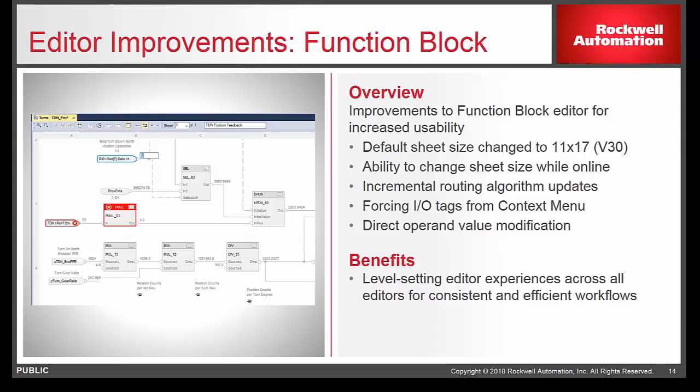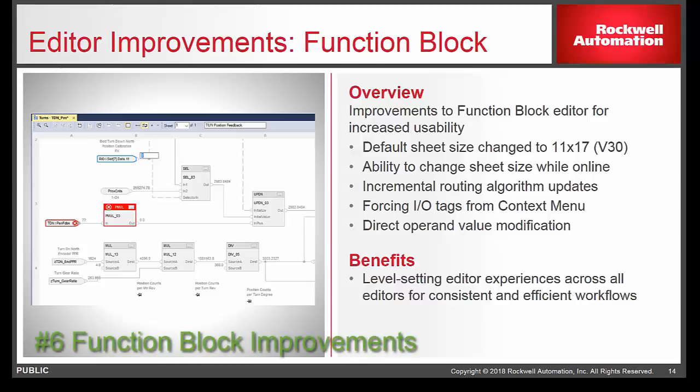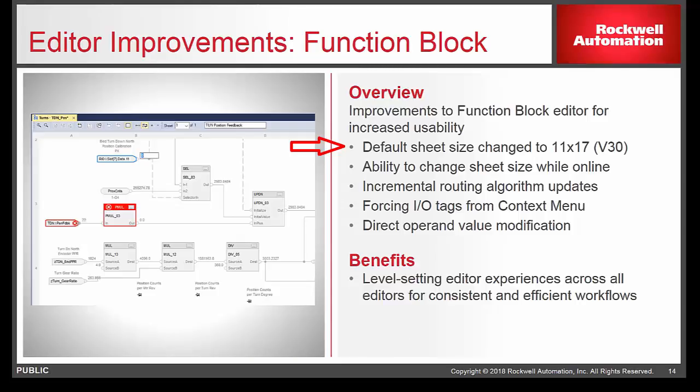Let's take a look at some of the editor improvements for the function block code editor. These improvements really focus around increased usability for the user. First off, the default sheet size, which was originally 8.5 by 11 portrait view, has been changed to an 11 by 17 landscape view. This allows the user to take advantage of a widescreen monitor format from a default view perspective. You also now have the ability to change this sheet size while online with the controller.